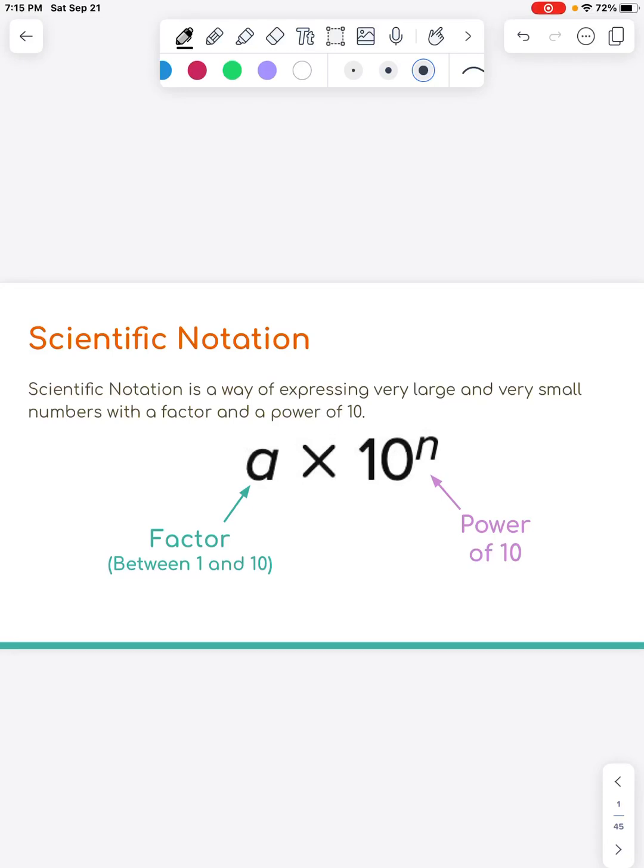Alright, we are going to be talking about scientific notation in this video. We're going to go over how to go from scientific notation back and forth from standard notation. We're going to multiply and divide. We are also going to add and subtract.